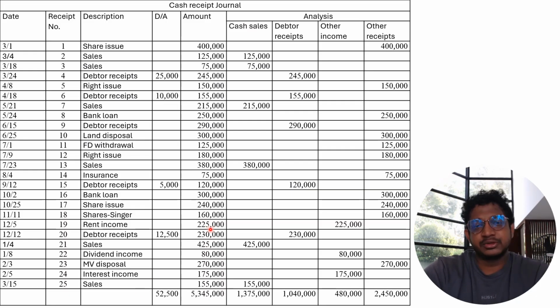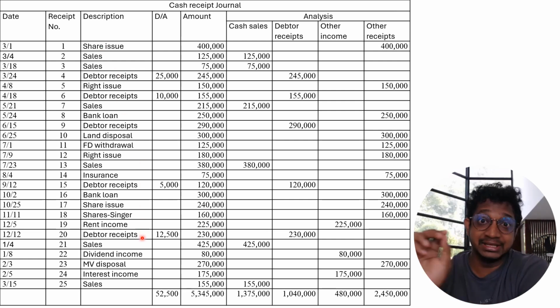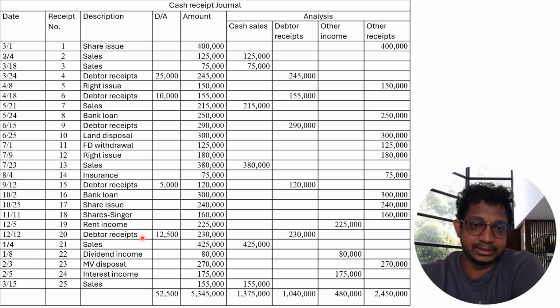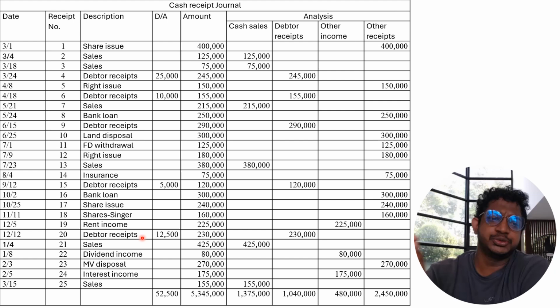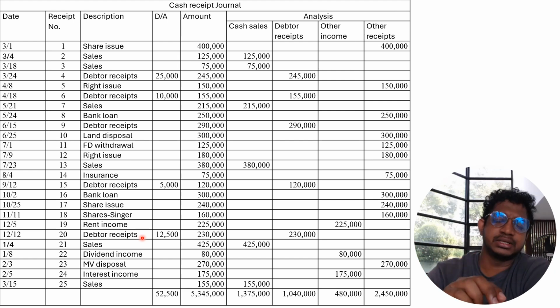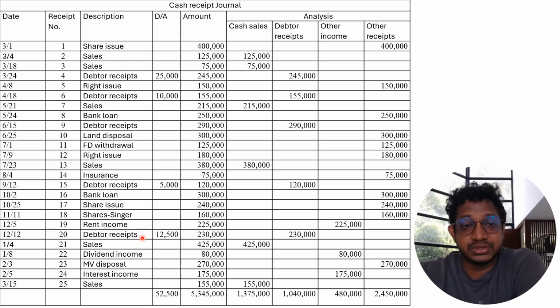Yeah, this is a simple question. It's given the cash receipt journal and cash payment journal. From that cash receipt and cash payment journal, you have to record all these cash inflows and outflows in the cash flow statement in the right place. So that's the activity here. There are no other adjustments, just recording those cash inflows and outflows in the right place.